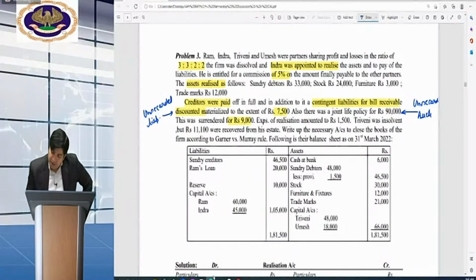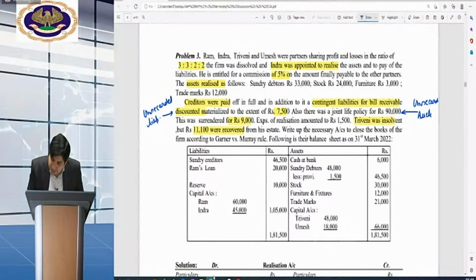Next. Now the question is saying expenses of realization are there. These are 1,500. Okay, beta. And Triveni was insolvent, but 11,100 were recovered from his estate. Now, everyone, please see the balance sheet and write down the steps. Write down the steps.